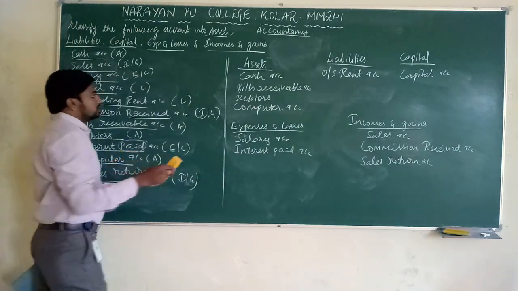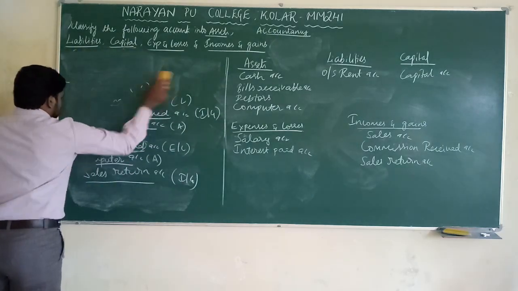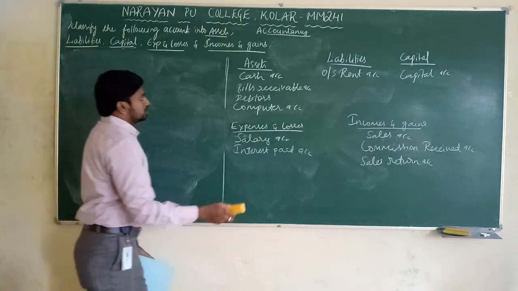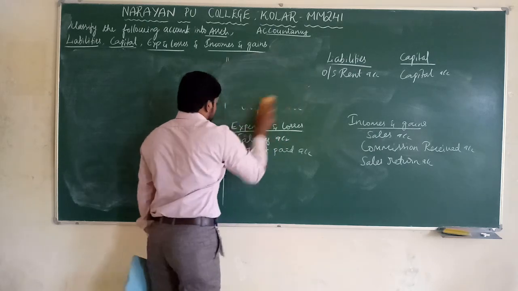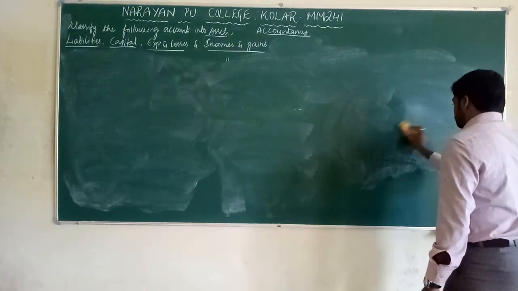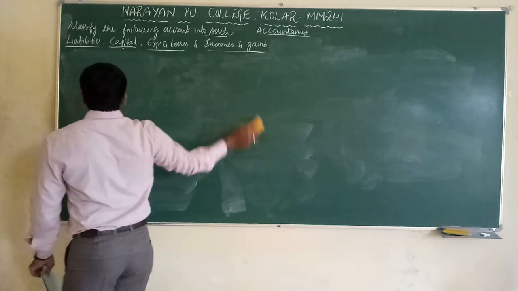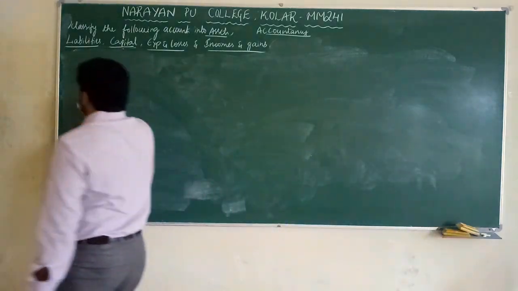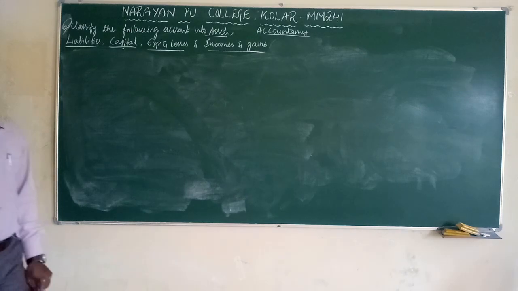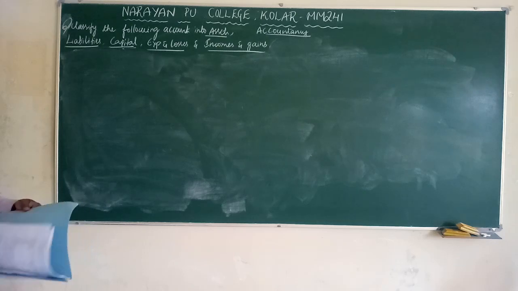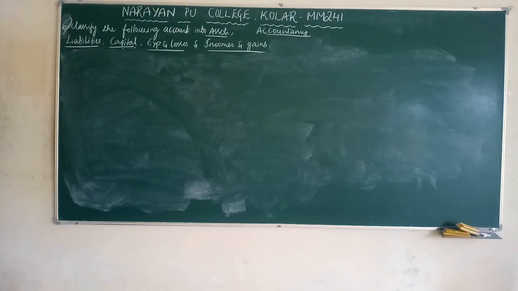I will erase this. You should do it on your own. If you have any doubt, you can call me. Till now we have completed 5 problems. Take down the 6th question. Classify the following accounts into assets, liabilities, capital, expenses and losses, and income sources. Let us discuss it in the notes.